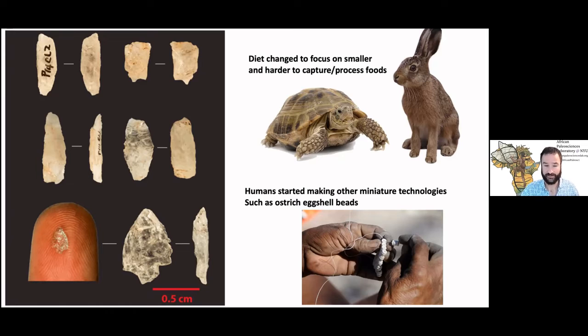But they also start making other kinds of miniature implements like ostrich eggshell beads, which can be strung up and used to trade, but are generally made in contexts in which there's a lot of people in the landscape that you want to communicate with. So it's not just stone tools that become miniature at this time after the last ice age in Southern Africa when population densities are increasing. It's a whole bunch of different kinds of technologies. So it seems like a concerted effort to conserve and communicate things at this time. So time point three, check mark.